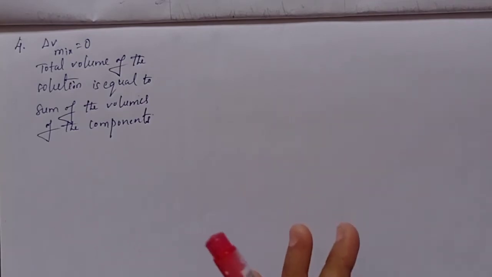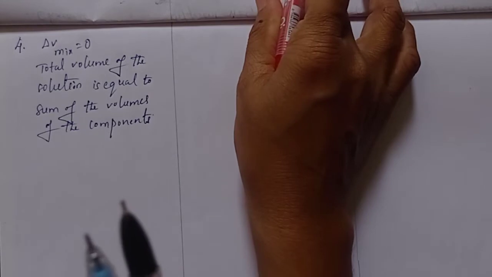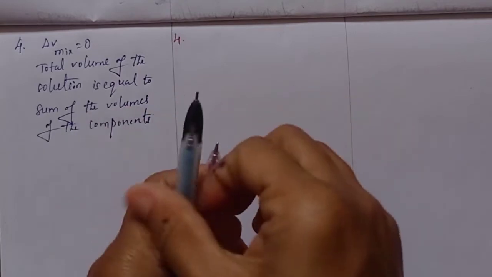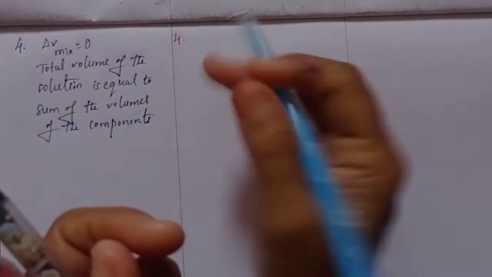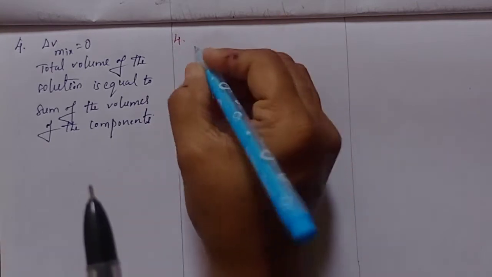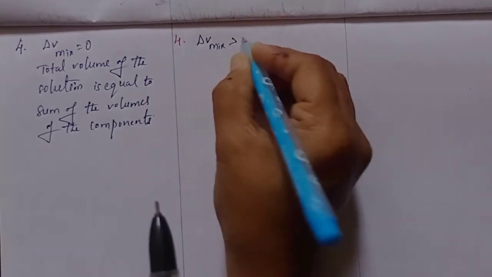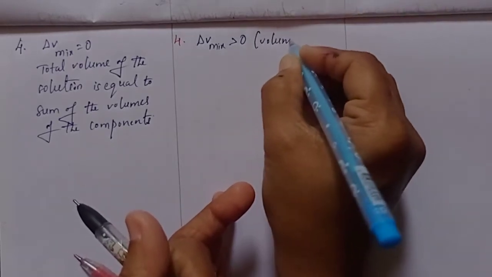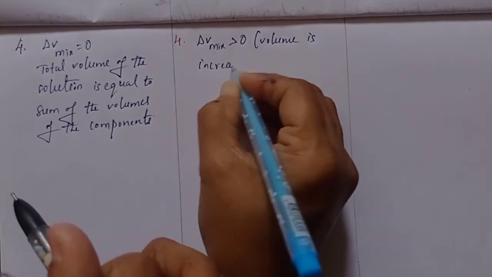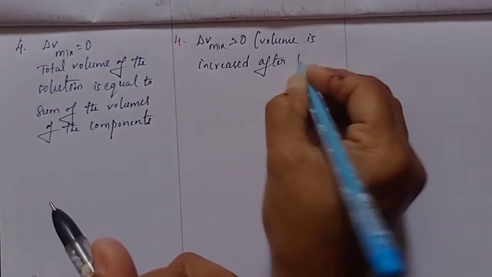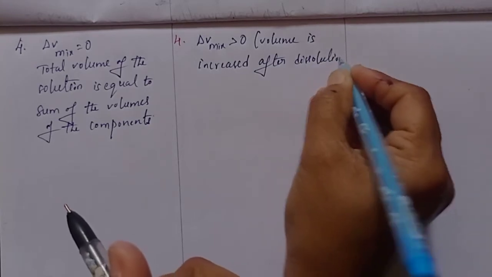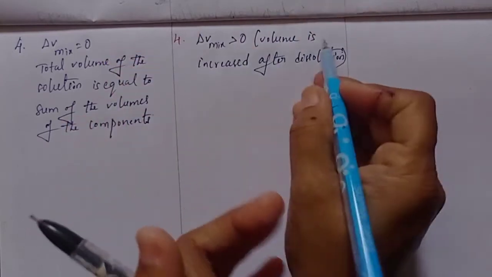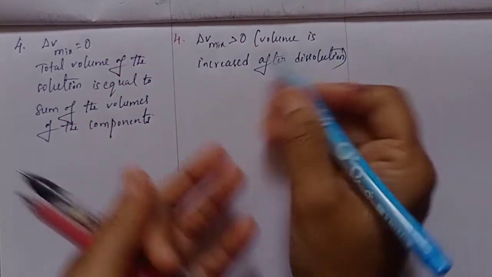Now coming to the positive deviation. See, students, in the case of positive deviation from Raoult's law, for the fourth point, delta V mixing is greater than 0. That means volume is increased after dissolution, students. Whenever two components are mixed, volume is increased after dissolution.